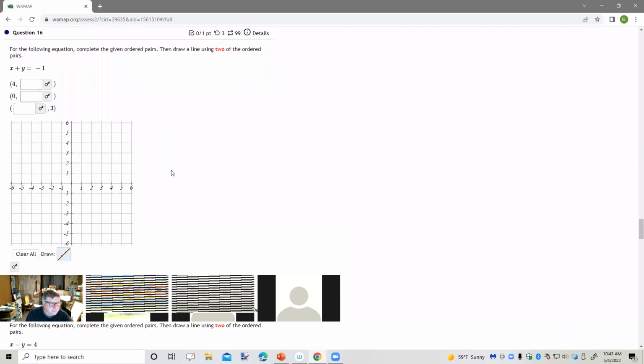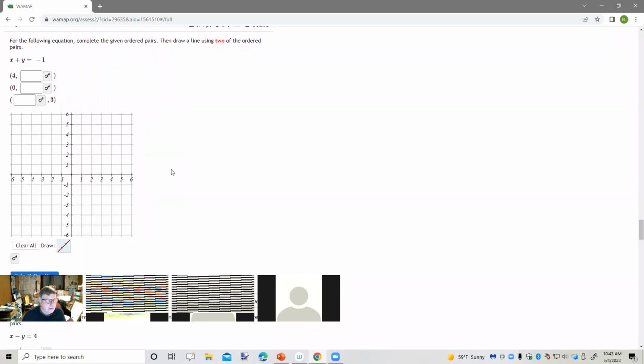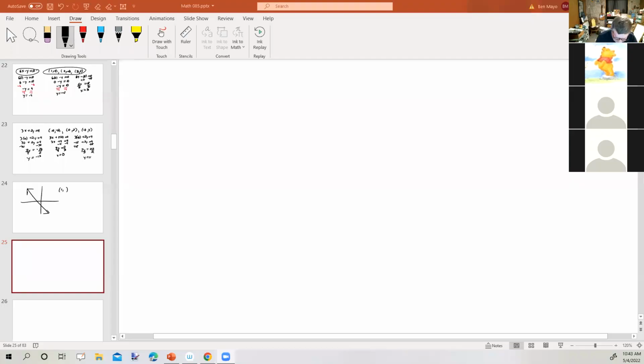Okay, now it says for the following equation, complete the given ordered pairs, then draw a line using 2 of the ordered pairs. All right, so what I'm going to do, I'm going to go back to the whiteboard screen here to do our calculations. Okay. So we have the equation x plus y equals -1.